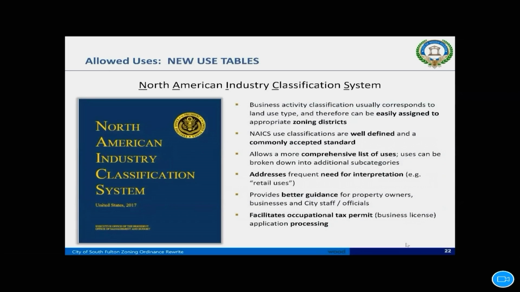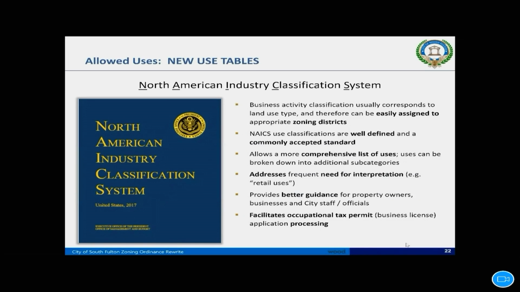As far as the new use tables are concerned, the classification system that we follow and are consistent with is called the NAICS system, North American Industry Classification System. This, very importantly, is the same system that is used for occupational tax licenses, otherwise known as business licenses in the city. So as a result of using the NAICS system for zoning, we establish consistency between zoning and business license in the city of South Fulton.